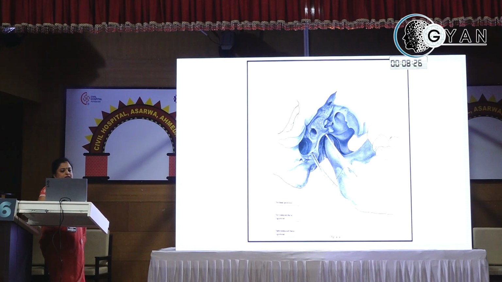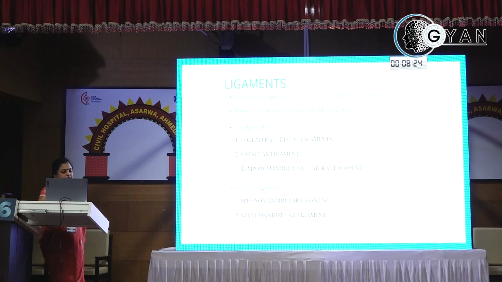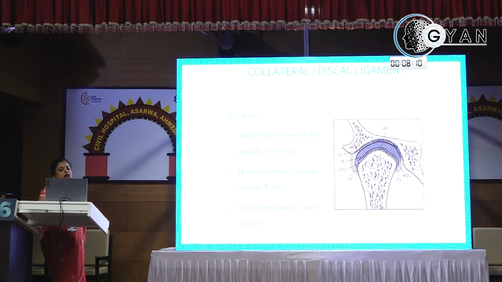You have the ligaments, which are of importance to us, especially when we are doing the various surgeries and rehabilitation. To revise, the ligaments are the discal ligament, the capsular ligament, the temporomandibular ligament, and the accessory ligaments: sphenomandibular, stylomandibular, and also another one which I will discuss at the end of this ligament part. Basically, the discal ligament restricts the movement of the disc, and it acts as a hinge movement between the condyle and the disc, which moves passively with the condyle.